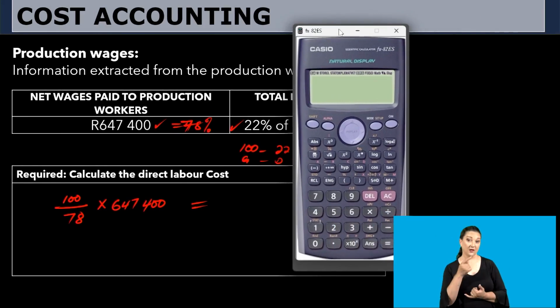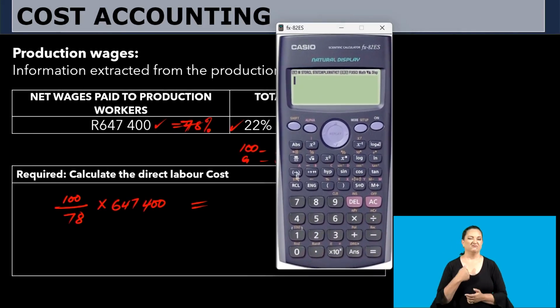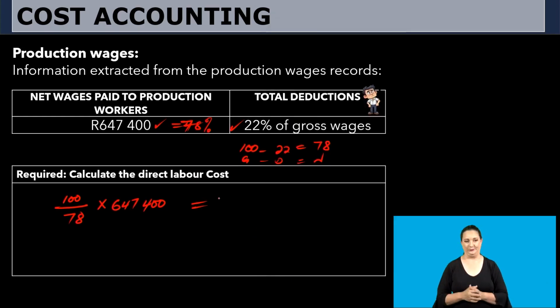So over here, what I want is 100 and what I have is 78. I multiply that by 647,400 and that will give me 830,000. So I'll say 830,000. That would therefore become my direct labor cost.